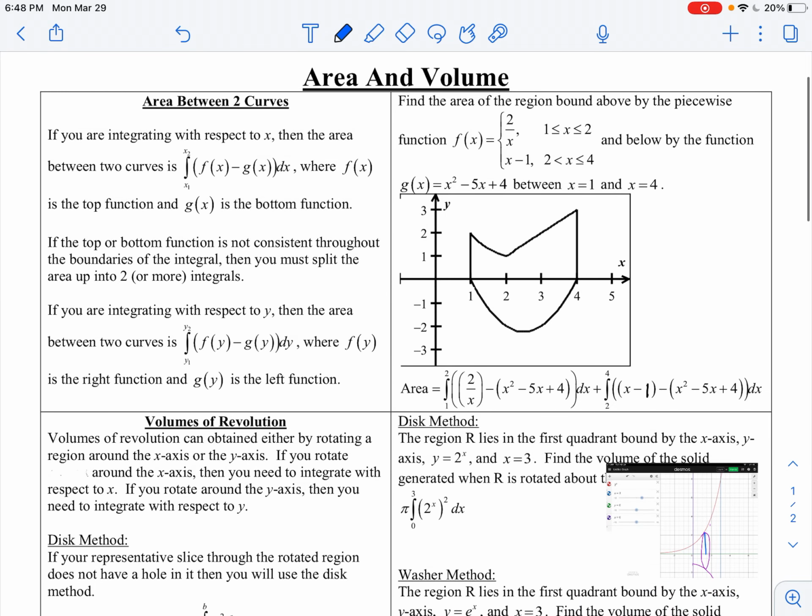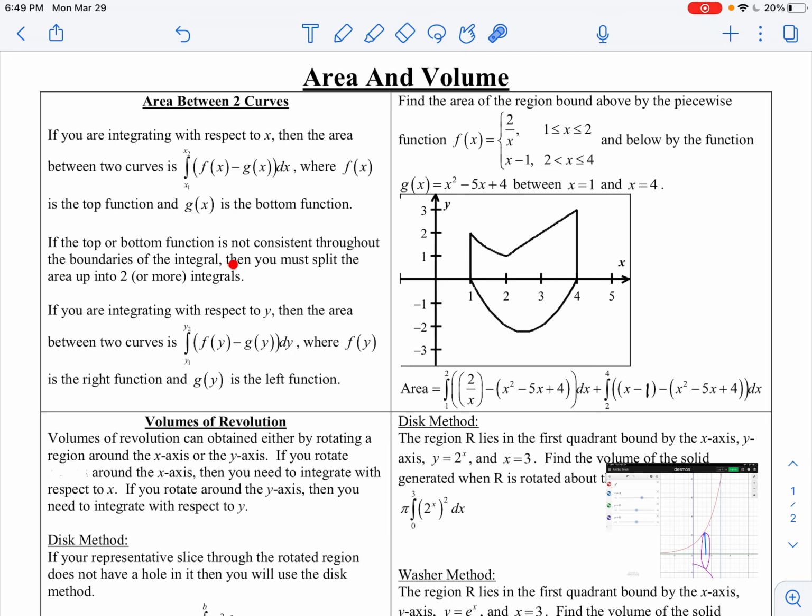In this video, let's take a look at area and volume. The first thing is the area between two curves. If you're integrating with respect to x, then the area between two curves is from some lower x boundary to an upper x2 boundary of the integral of f of x minus g of x, where f of x is the top function, g of x is the bottom function.